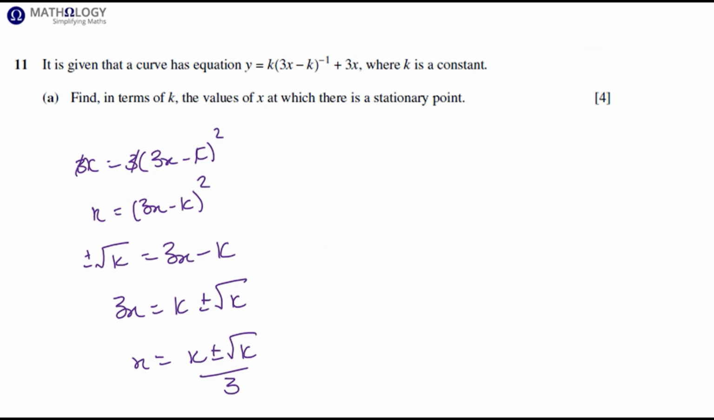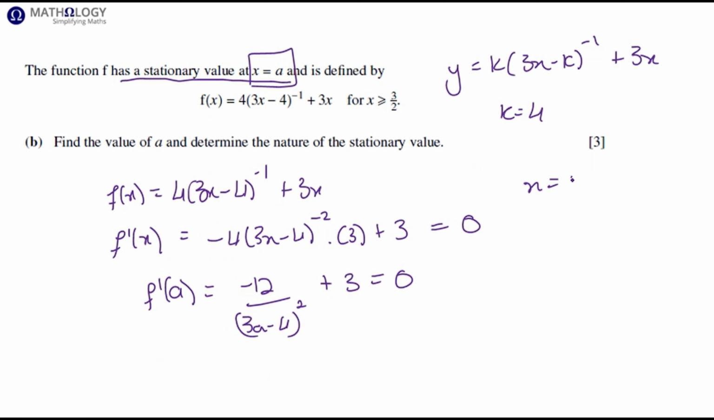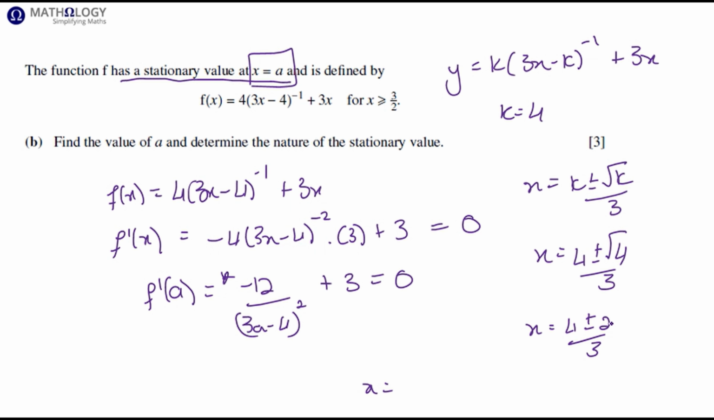So we just need to look at the solution. x equals k plus or minus root k, divided by 3, which will be the solution to that equation there. With k equal to 4, x equals 4 plus or minus root 4, divided by 3. So it's 4 plus or minus 2, divided by 3. x is 4 plus 2 divided by 3, 6 over 3 equals 2, or x equals 4 minus 2 divided by 3, so that would be 2/3. x is 2, or x equals 2/3, which is really now the value of a.